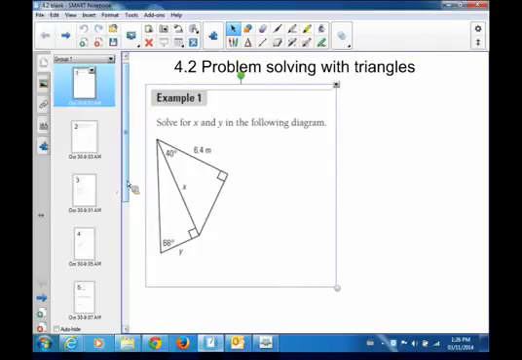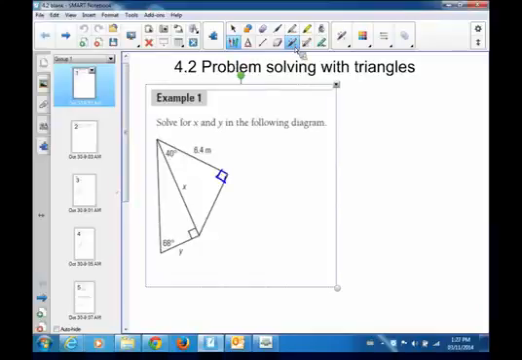4.2, some problems with triangles. Now this is more of the same. And for some of you, if you haven't been here for this, you've got a lot of catching up. Okay. Now, how do we do this? Solving x and y. You've got two right triangles, and I know they're right triangles because they have these little squares in there, meaning that's 90 degrees.